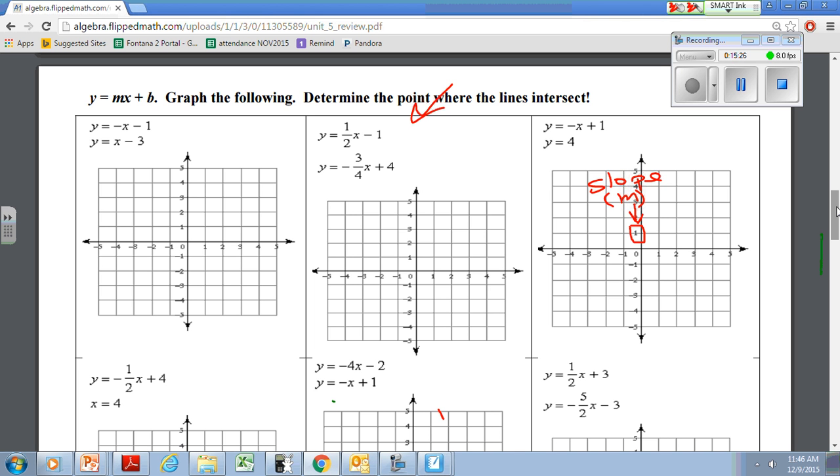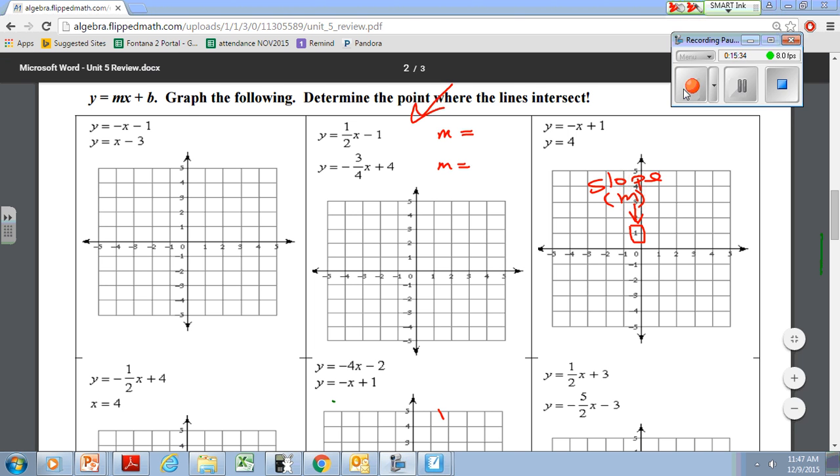You're going to write m equals the slope is, and m equals the slope is. Write it down, please. Find the slope on both of these. What's the slope on the top one, please? Say it again. On this side, the slope? 3/4. All right. Any questions on finding the slope?